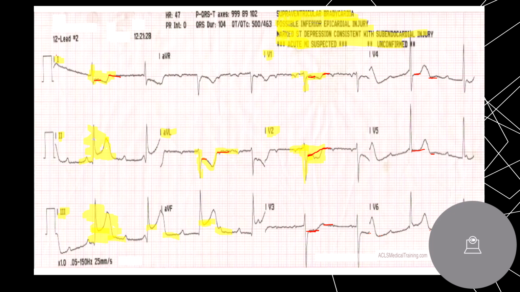Okay. All right, guys, that's the last EKG. Again, let's label this one. This is an inferior wall. Make sure you run your 2, 3, aVF just to confirm it. Probably, I'm going to say no nitro with this one.